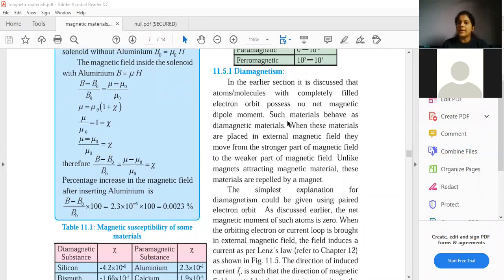So let us begin with diamagnetism, students. First, before that, please tell me if you know anything about diamagnetic, paramagnetic, ferromagnetic. Have you come across these three things anywhere till now? Please let me know.